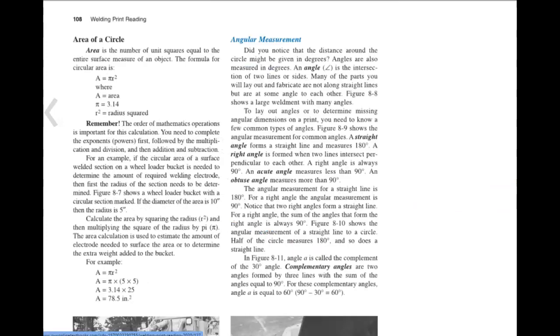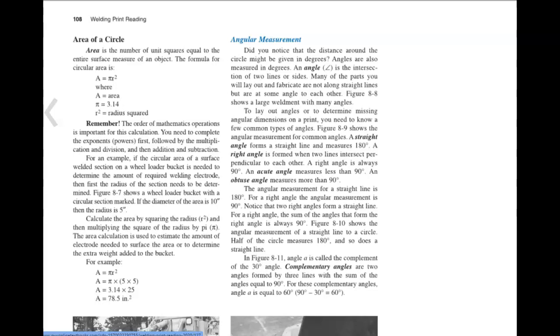Area of a circle. Area is a number of unit squares equal to the entire surface measure of an object. The formula for circular area is area equals pi times r squared, where A is area, pi is 3.14, and r squared is radius squared. Remember, the order of mathematics operations is important for this calculation. You need to complete the exponents or powers first, followed by the multiplication and division, and then addition and subtraction.